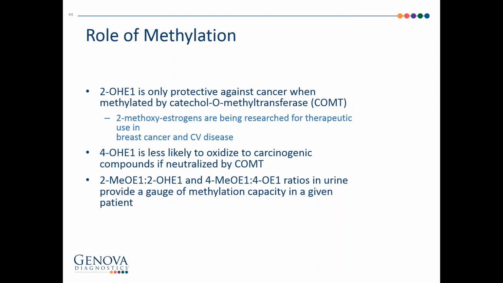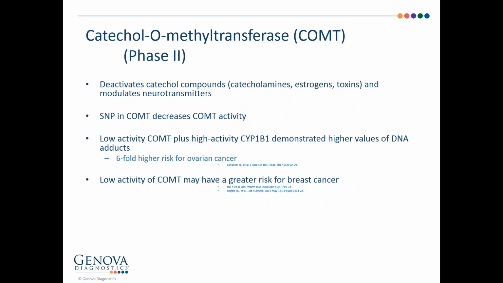The ratios in the urine provide a gauge of your methylation capacity, which we talked about a little bit. It's really because the 2-methoxy is a lot more readily readable in the urine, so it gives you a better gauge. But if we look at COMT as it relates to risks and estrogen metabolism, we know it deactivates catechol compounds. We know that it decreases the COMT activity.